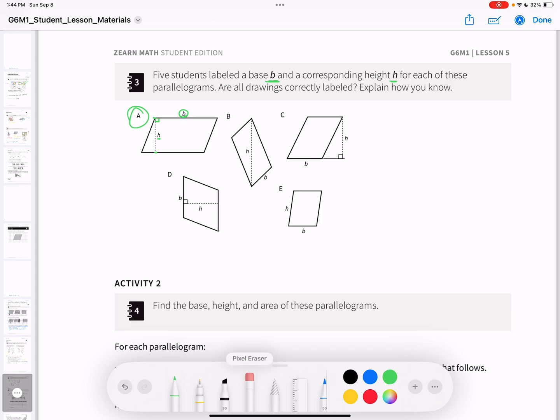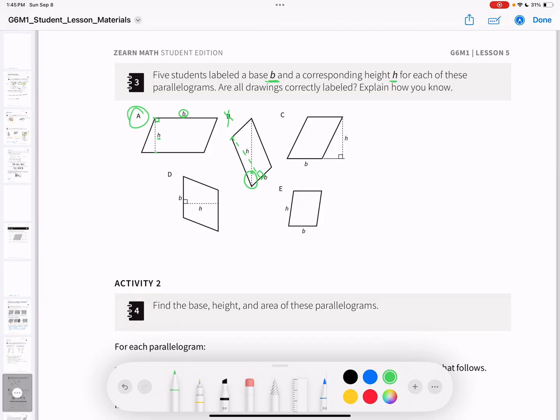Let's look at B. Remember, any side can be a base, so this is fine to be the base. But does that height come in at a 90-degree angle? Nope. So B is not the right height. If we were going to draw the right height, we would have to draw it like this so that it hits the base at a 90-degree angle and goes from one parallel side to the other parallel side.